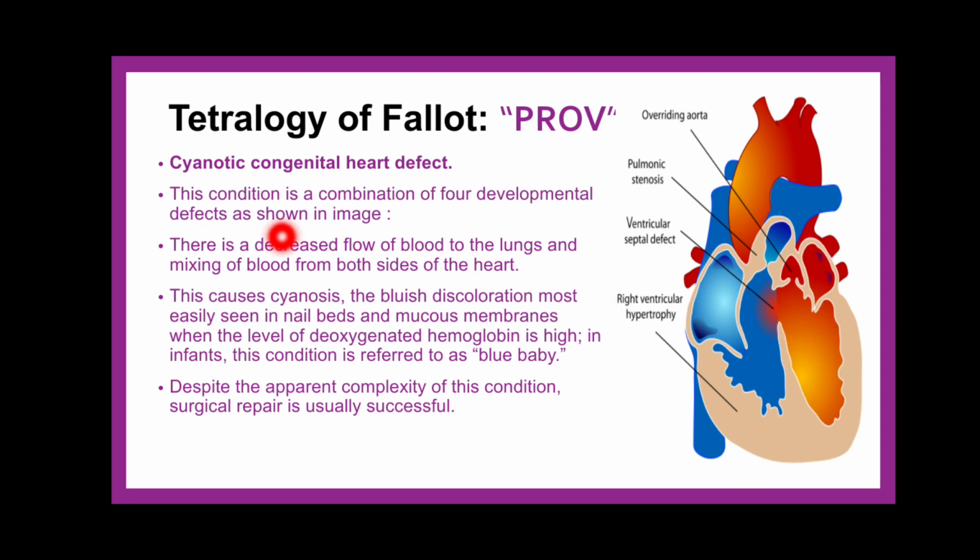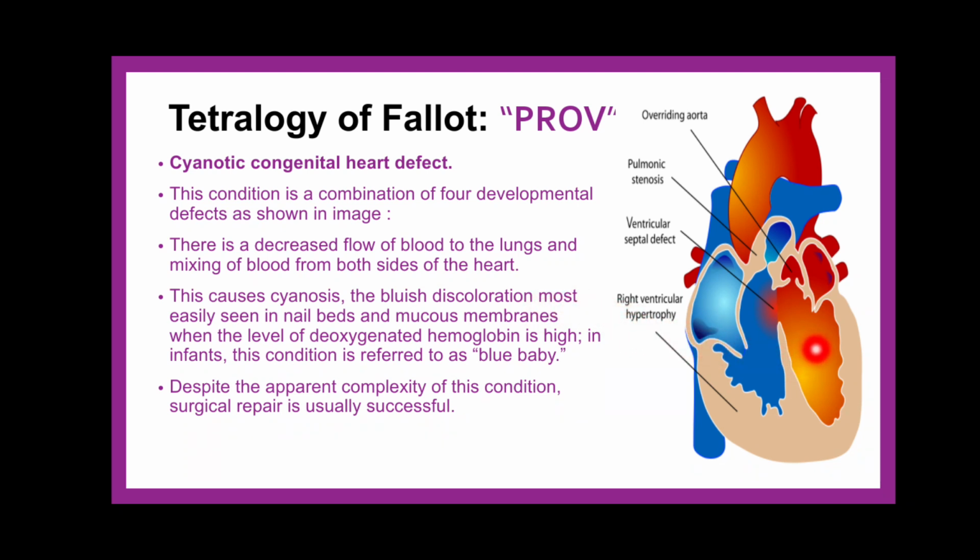First of all, you need to remember it is a cyanotic congenital heart defect. This is a combination of 4 developmental defects. Which ones? These are PROV. Here there is a decreased flow of blood to the lungs and the mixing of the blood from both the sides of the heart.